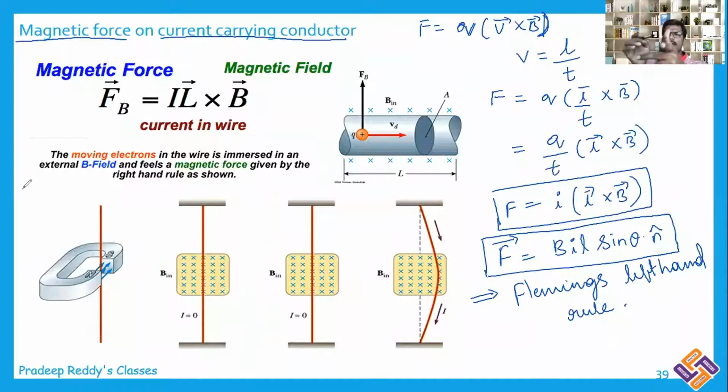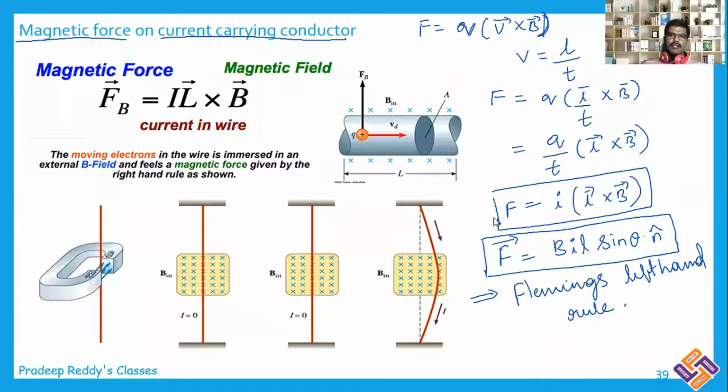You should put your index finger parallel to the magnetic field and thumb parallel to the force, then you will be getting current. If I and B are given, you put the middle finger parallel to current and index finger parallel to magnetic field, and the thumb gives the force acting on the charged particle. That's how, using the left hand rule, you can find the force acting on a current carrying conductor.